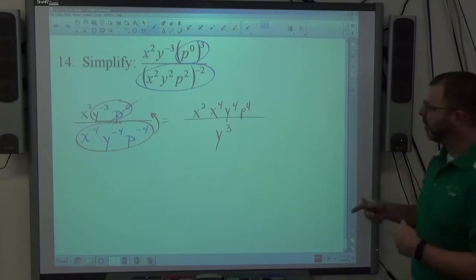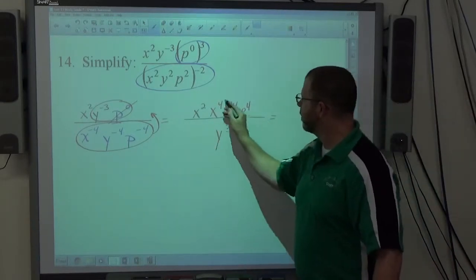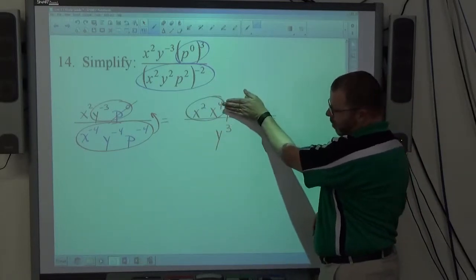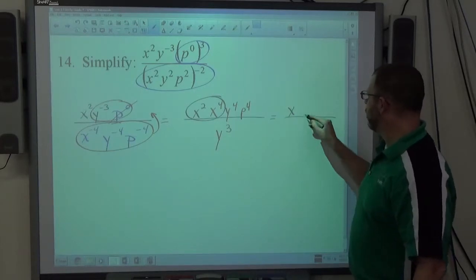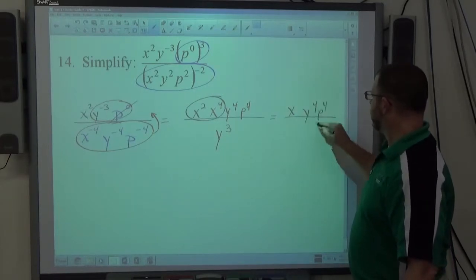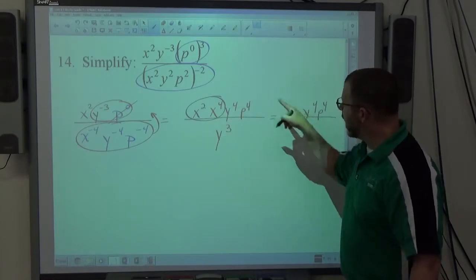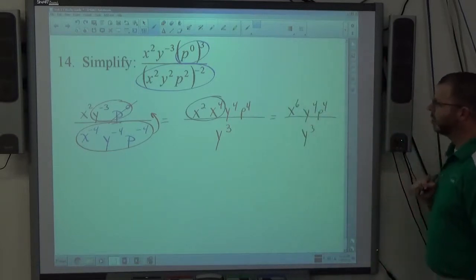Now we're left with, hey, there's too many x's on top. So we're going to move on to that. Everything else is fine. There's 1 y, 1 p on top, 1 y on bottom. Everything's behaving itself there. X is going to change. Y to the 4th, p to the 4th, y cubed are going to stay right where they're at. Those are the same. This x, 2 plus 4 makes 6. When you're multiplying letters, you add powers.